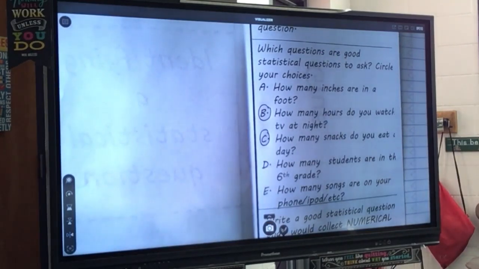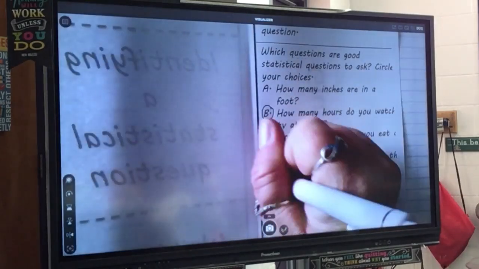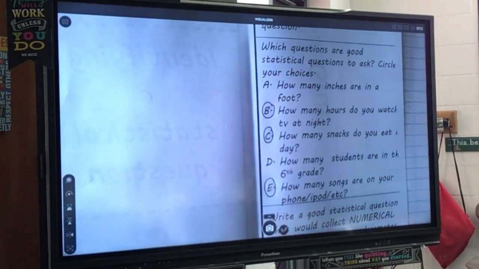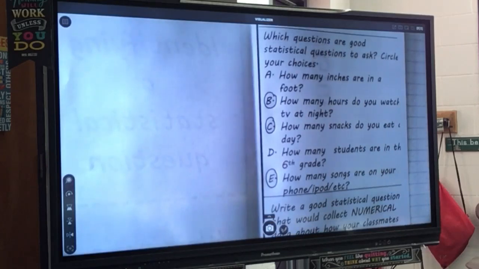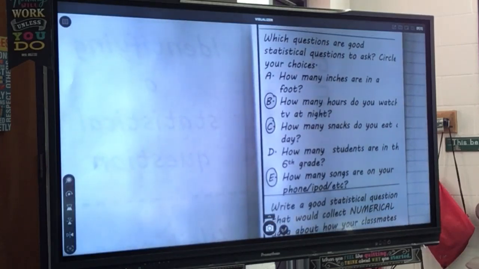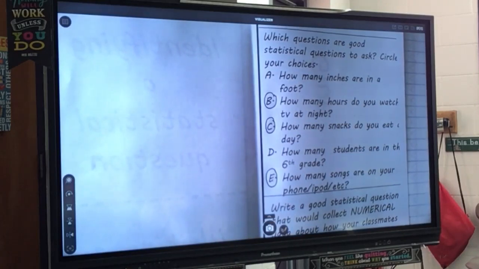All right, and then E, how many songs are on your phone, iPod, iPad, etc., whatever you use to listen to music. Stand up if you think this is a statistical question. All right, and why? Raise your hand. Why is it a statistical question? Troy. Because different people like different types of songs, and that will determine that they have different numbers. You and I probably don't have the same number of songs on whatever we listen to, right? The likelihood of you having the same number of songs as the next person is very slim.